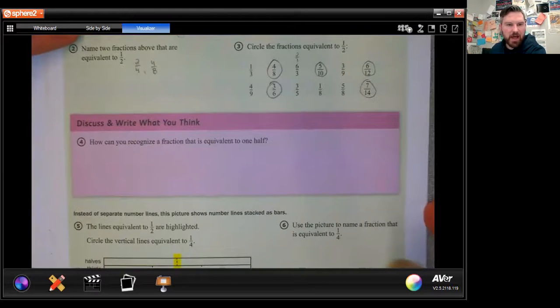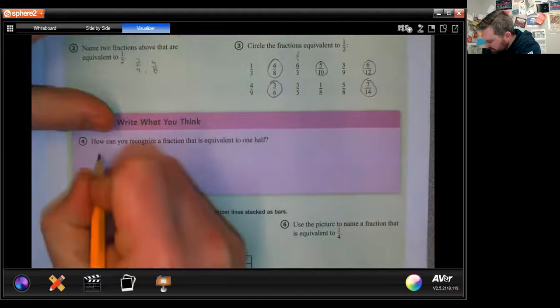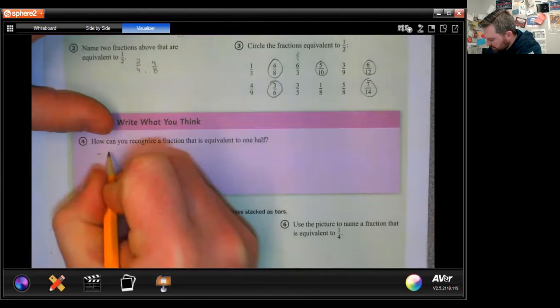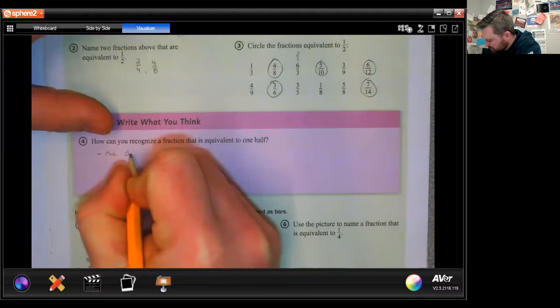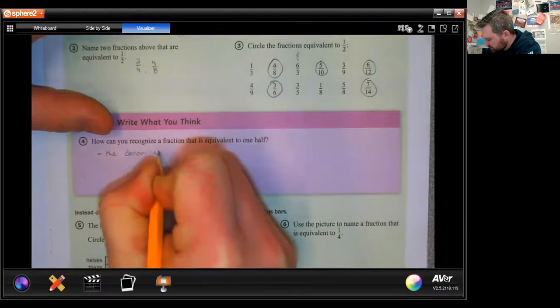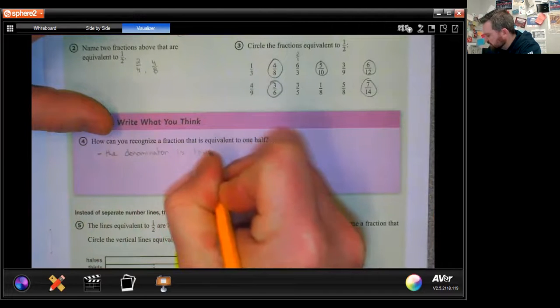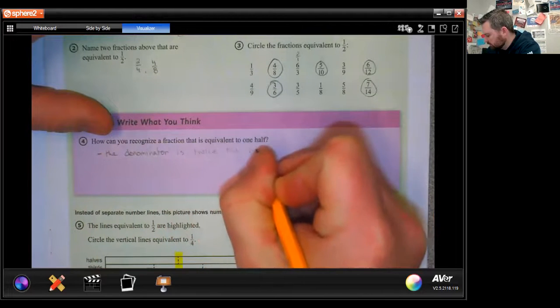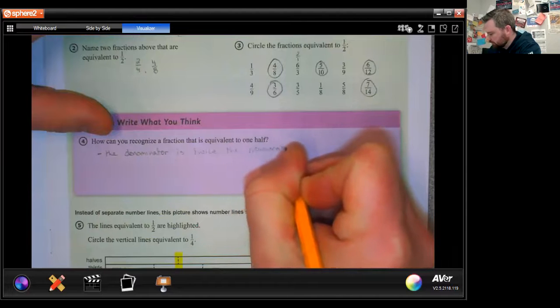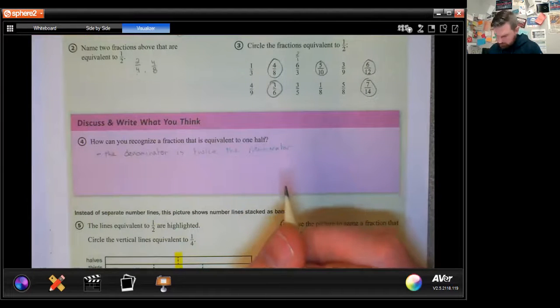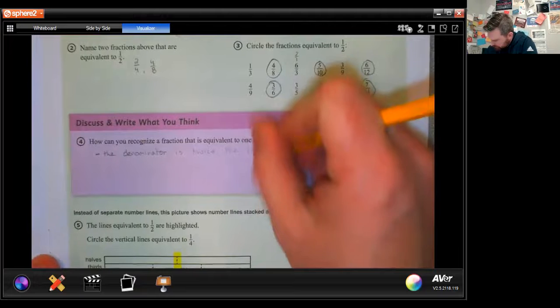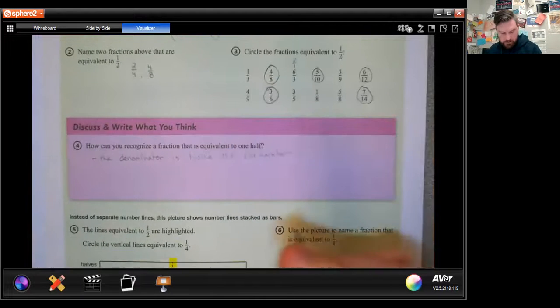Discuss and write what you think. How can you recognize a fraction that is equivalent to a half? Okay, we talked about some. So one is the denominator is twice the numerator. Okay, so the bottom number is twice the top number.